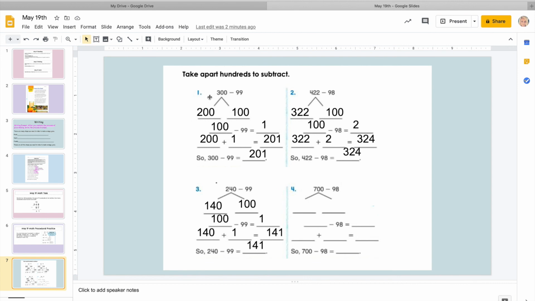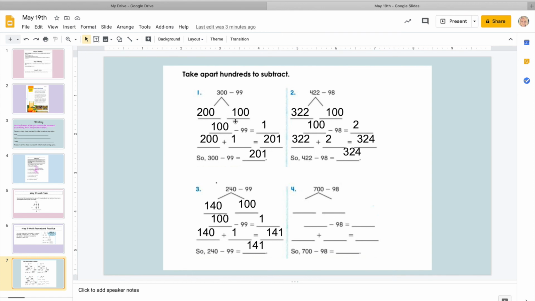We're going to be subtracting number 1. So we're taking apart hundreds to subtract. With number 1, we're subtracting 300 minus 99. So I decomposed that 300, and remember, we're taking apart hundreds. So one of them was automatically going to be 100. And then 300, breaking that apart, there's 100. That means there were 200 left, so that's what's going to go over here.